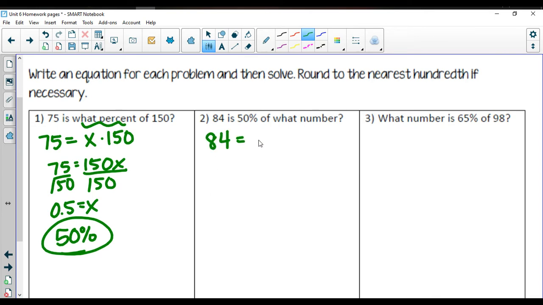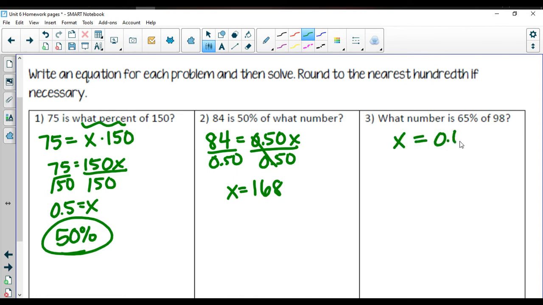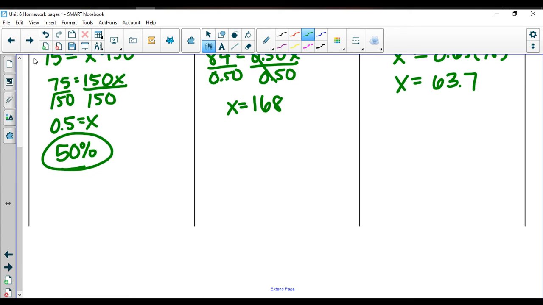84 is 50% of what number? So I'm going to divide through by 0.50, and I get x equals 168. What number is 65% of 98? So I'm going to multiply those two, and I get 63.7 here.